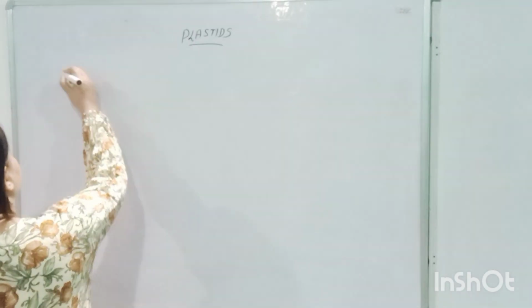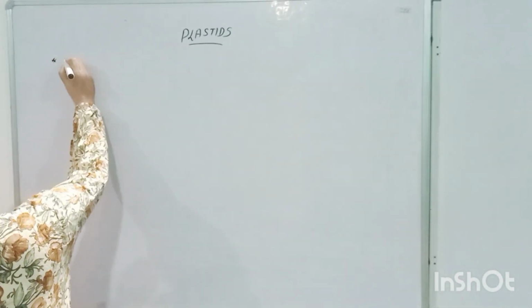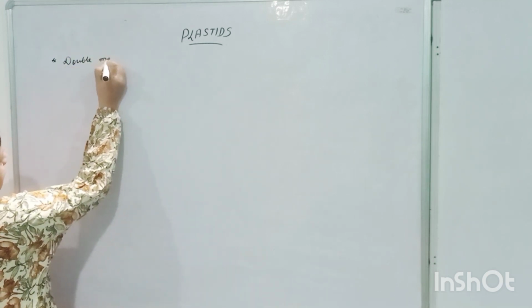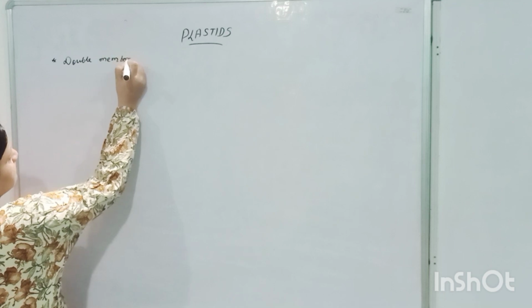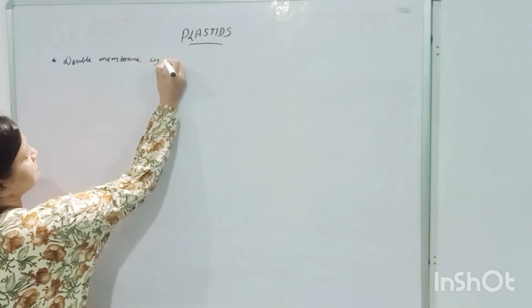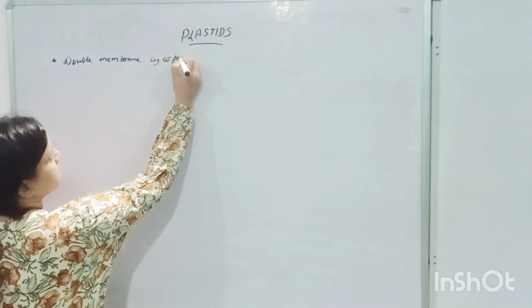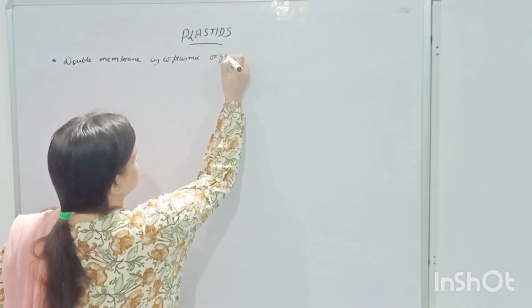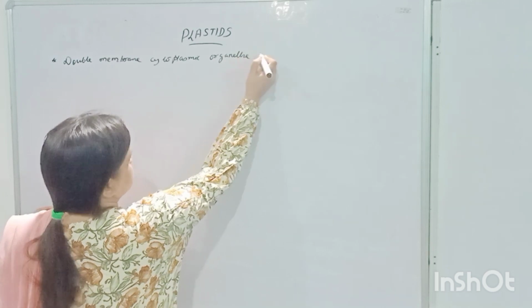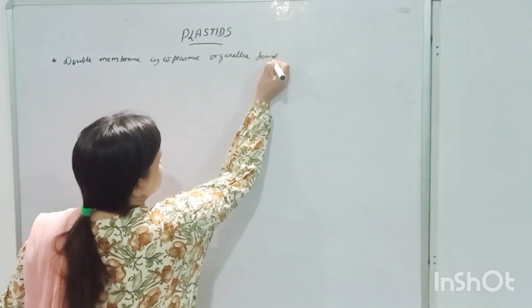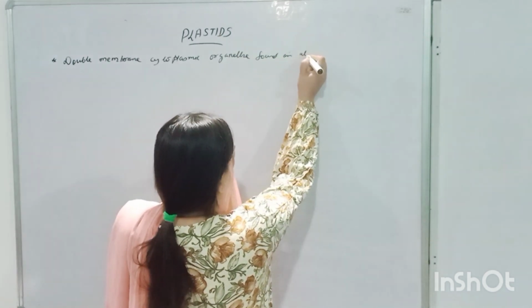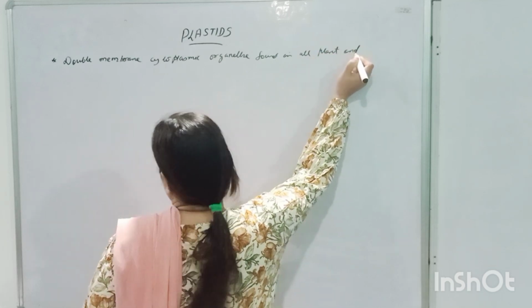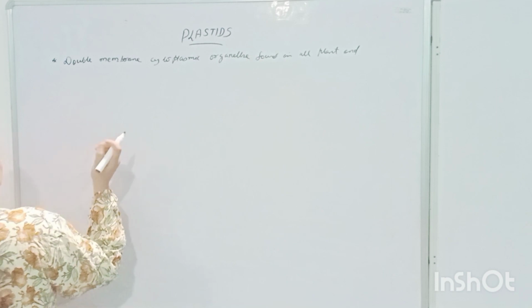Plastid: double membrane cytoplasmic organelles found in all plants and euglenids.